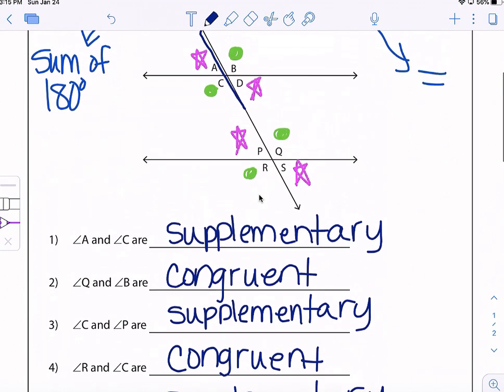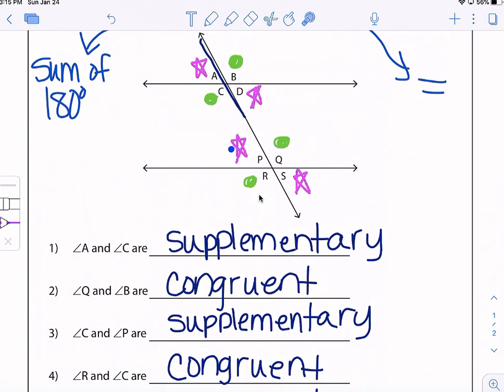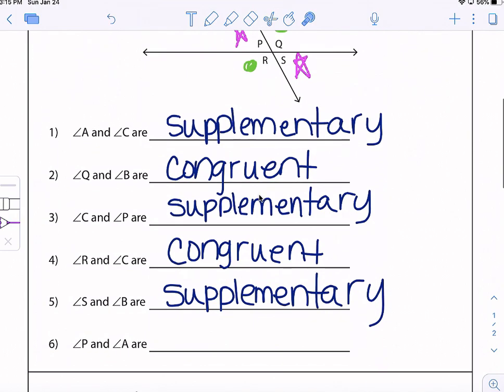Angle P and angle A. So here's angle P and angle A. Here's another pair of corresponding angles. They're in the same corresponding position and they're both pink stars, so they're going to be congruent to each other.